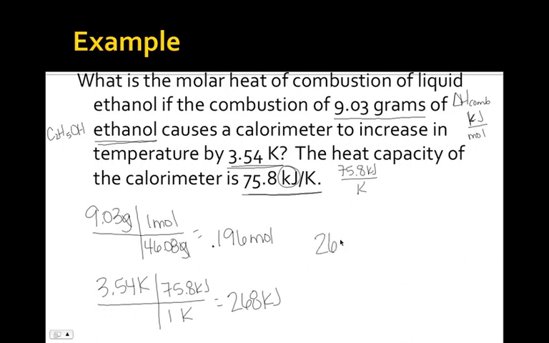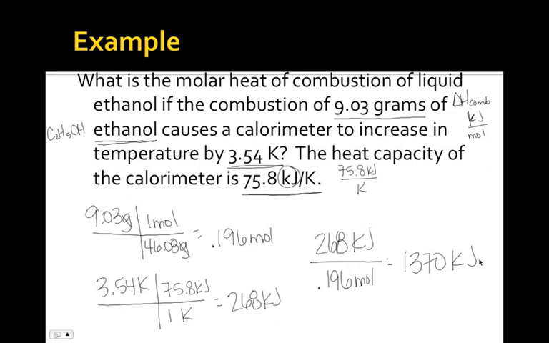So 268 kilojoules per 0.196 moles. And that's going to be equal to 1,369, or for your sig figs, you can just say 1,370 kilojoules per mole. And that's the molar heat of combustion of liquid ethanol.